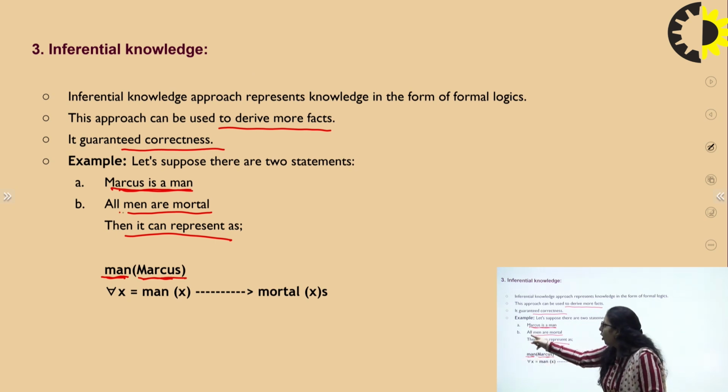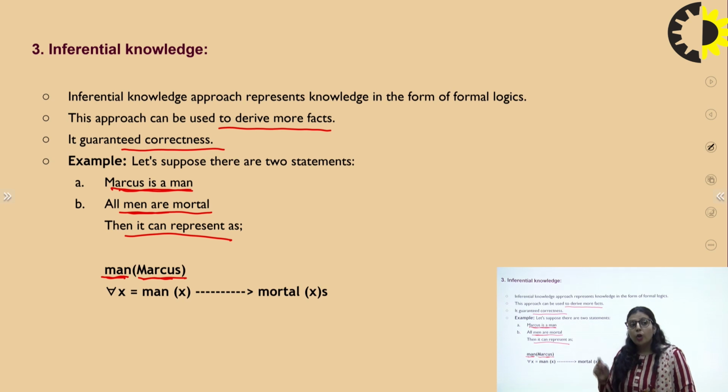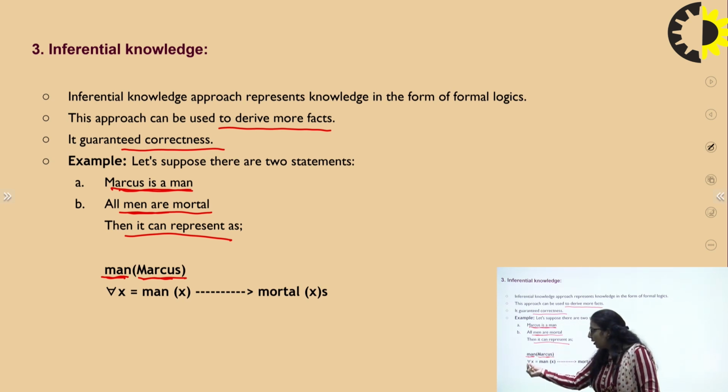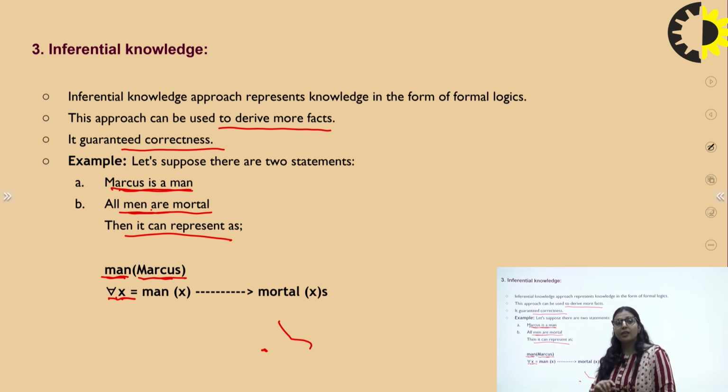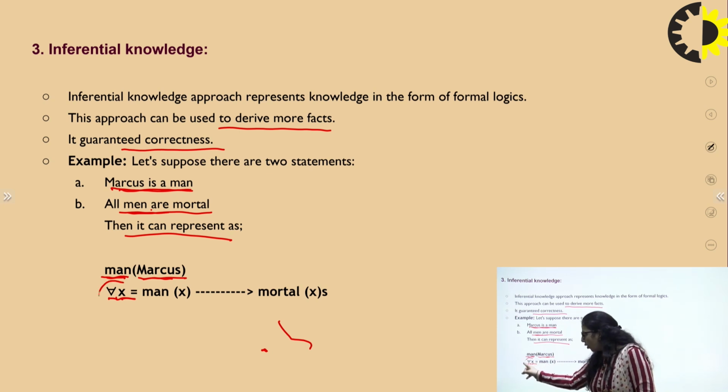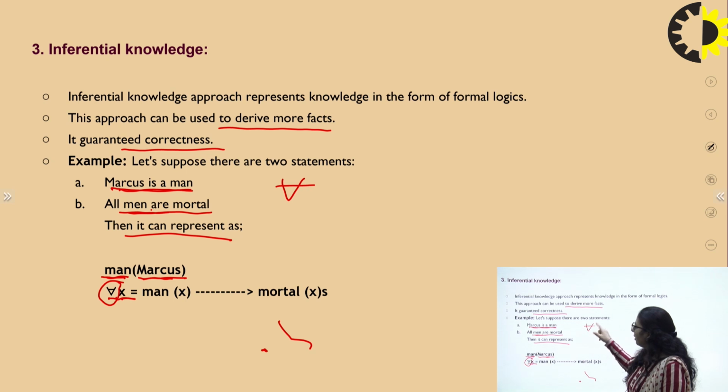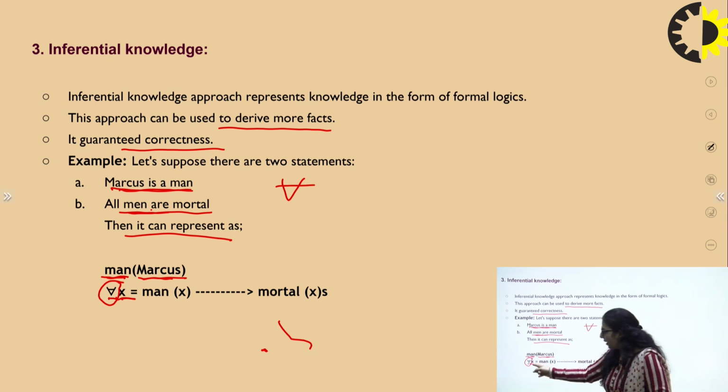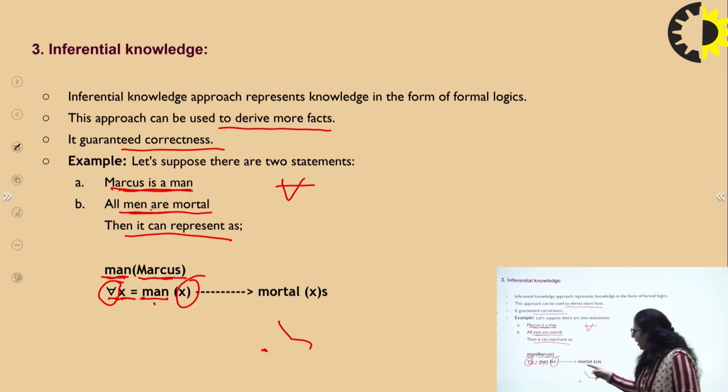Another one is all men are mortal. All men. So, we need a variable to represent the man. Here, this symbol represents all. X is used here to represent all the men. So, to represent all, we are using this symbol for all, and X is used for the variable man. As we can see here, man(X), the variable X is used to represent man. So, all men are mortal.